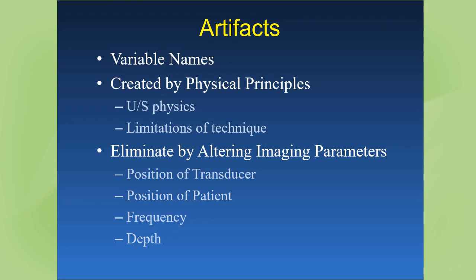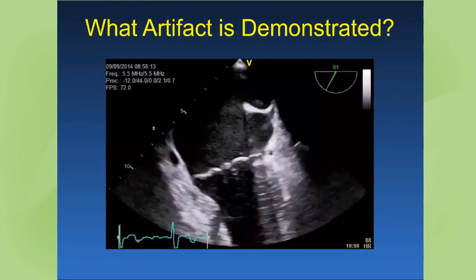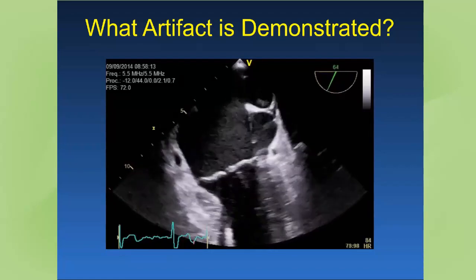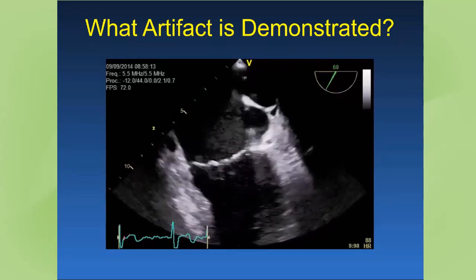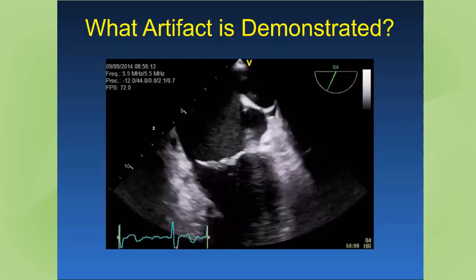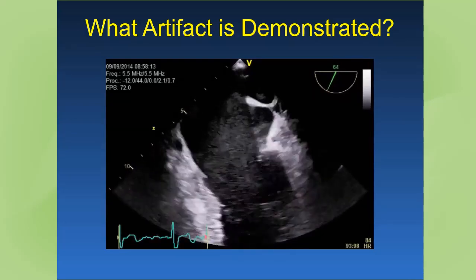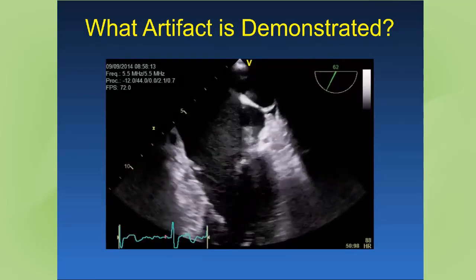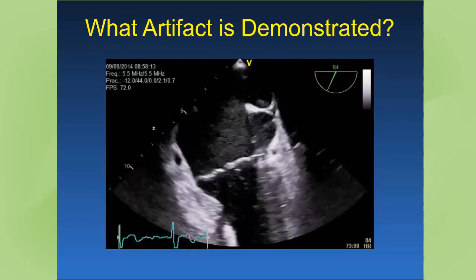So let's start with this image. This is a transesophageal echo with the left atrium on the top. Of course, there's a left upper pulmonary vein and the ligamentum marshall that separates it from the left atrial appendage. And the question is, what artifact is demonstrated in this everyday, ordinary image?